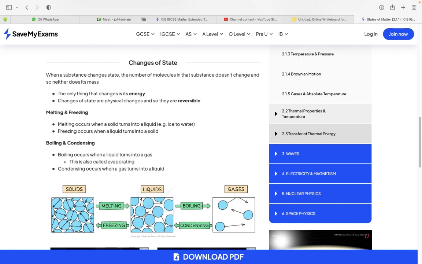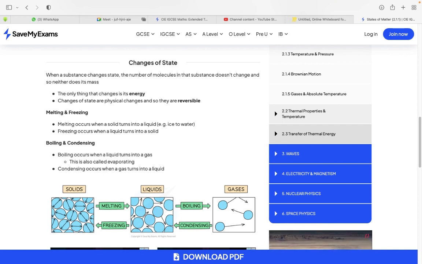Mass does not change. What only changes is the distance from one molecule to the other, or the distance from one atom to the other in that substance. So distance has been created, maybe due to heat. The particles are a little bit further apart now. That's what changes.